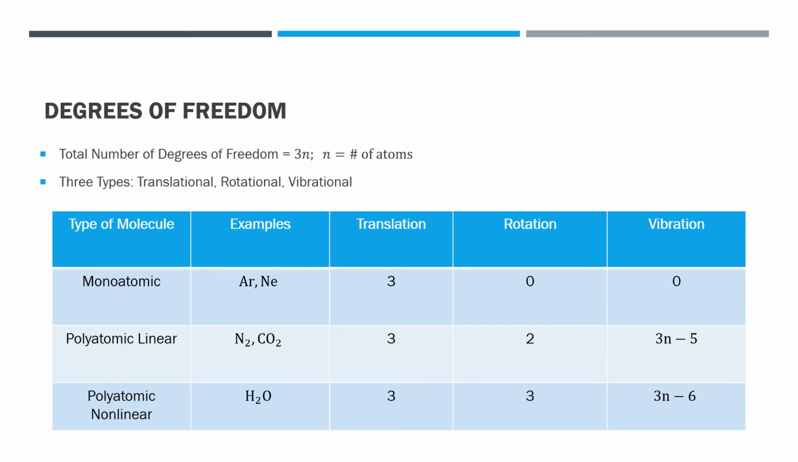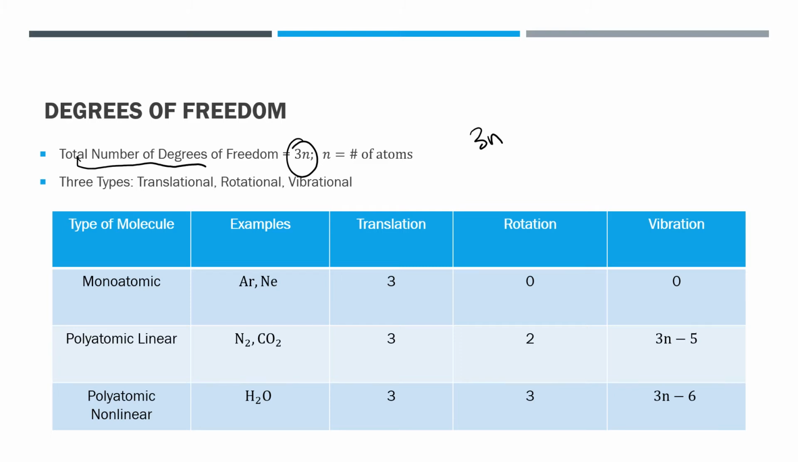Okay, so this is the slide on degrees of freedom, where we're going to think about degrees of freedom in not just monoatomic gases, but polyatomic gases. First, let's find the total number of degrees of freedom, right? I'm just going to tell you that the total number of degrees of freedom is 3n, where n is the number of atoms. And how can we justify this?